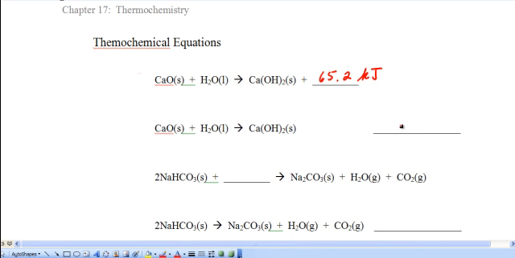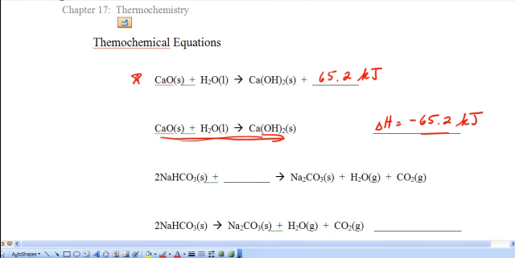Another way that you could express this is to simply write out the equation and then off to the right simply state the enthalpy change. Since this is an exothermic reaction, it's a negative change and it is 65.2 kilojoules of energy. Now that is per mole of reaction, meaning if you run this reaction exactly as it is written, per mole, it's going to release that much energy.